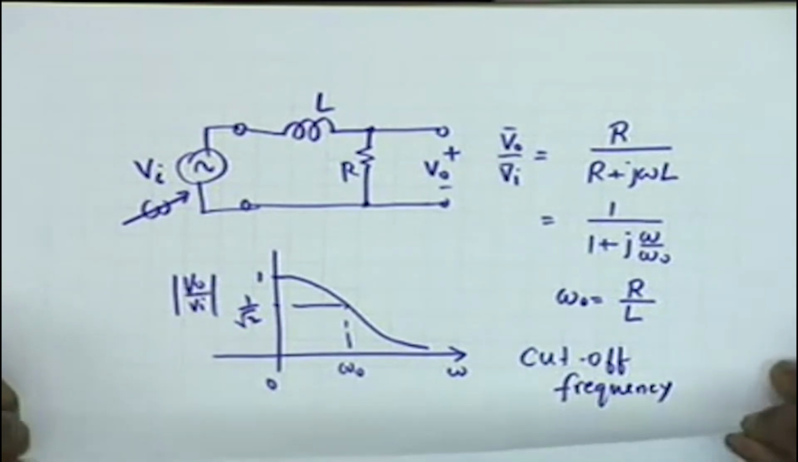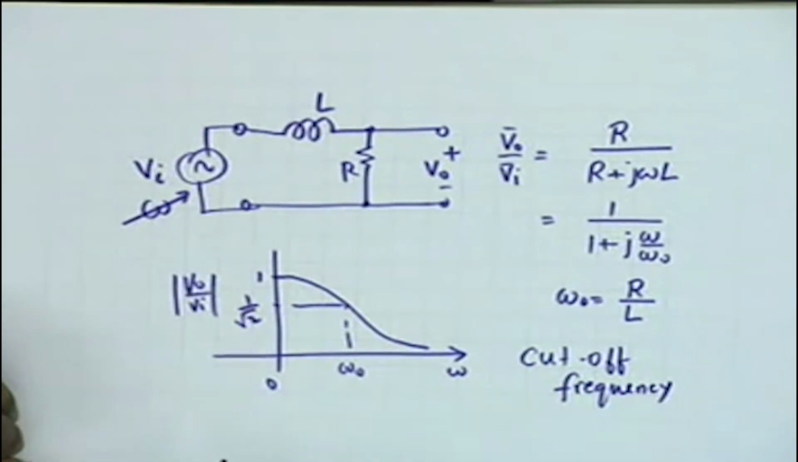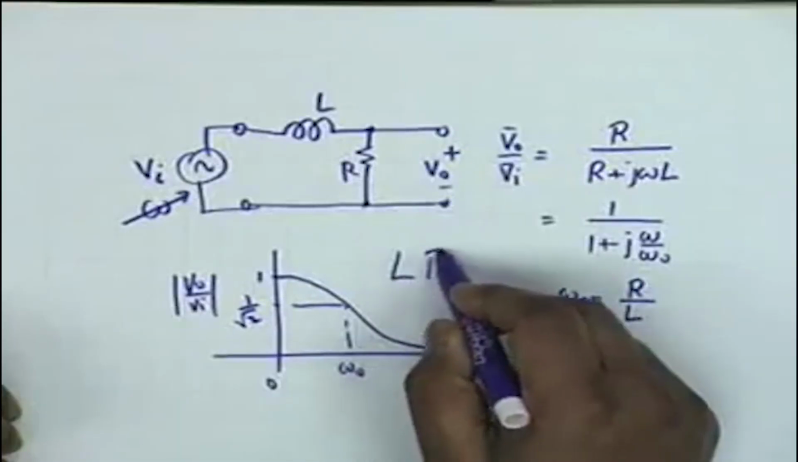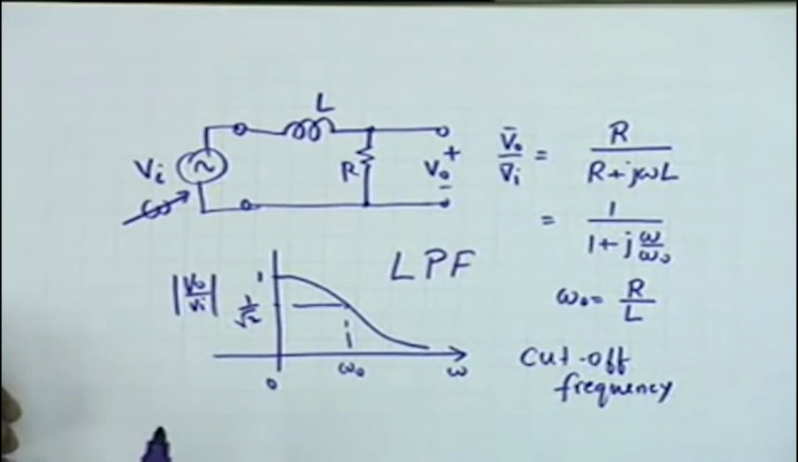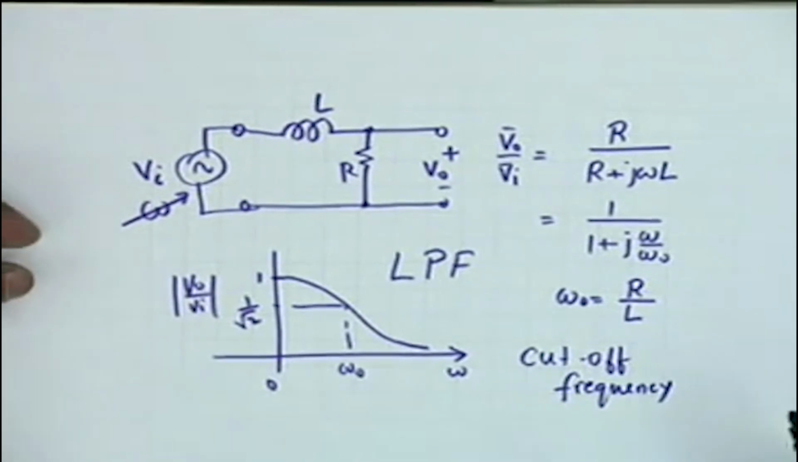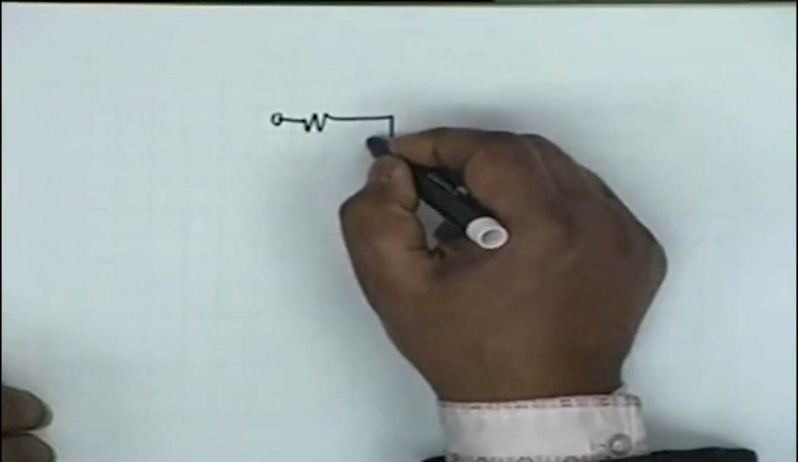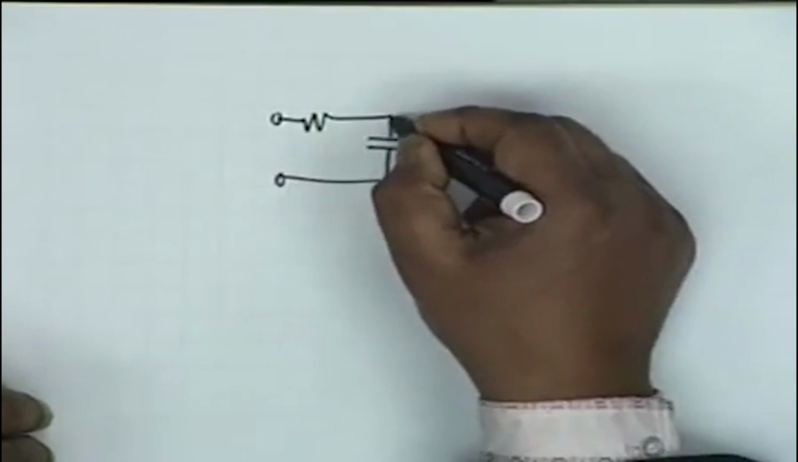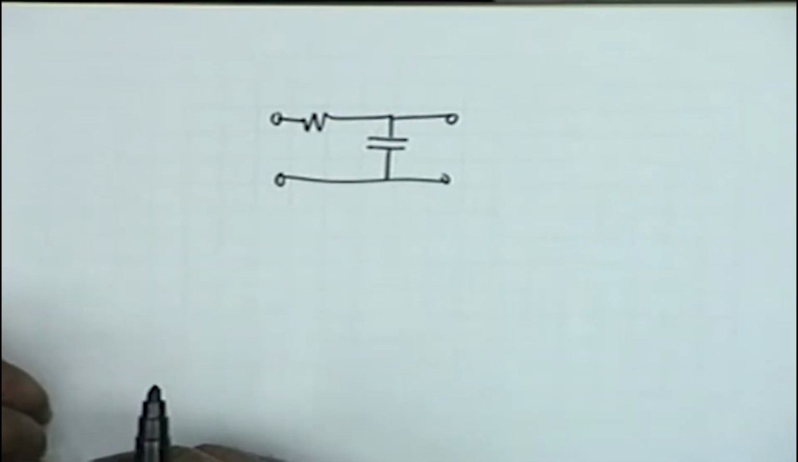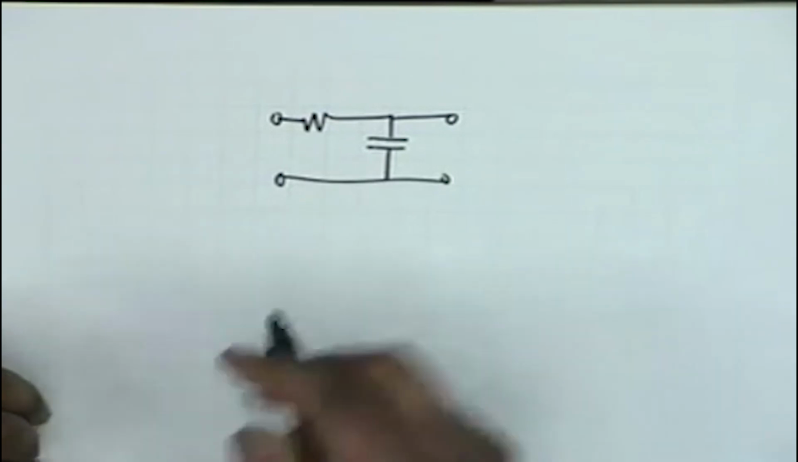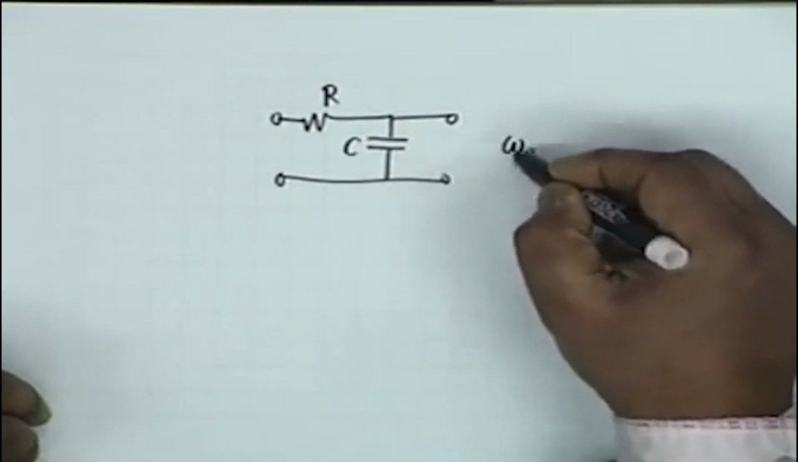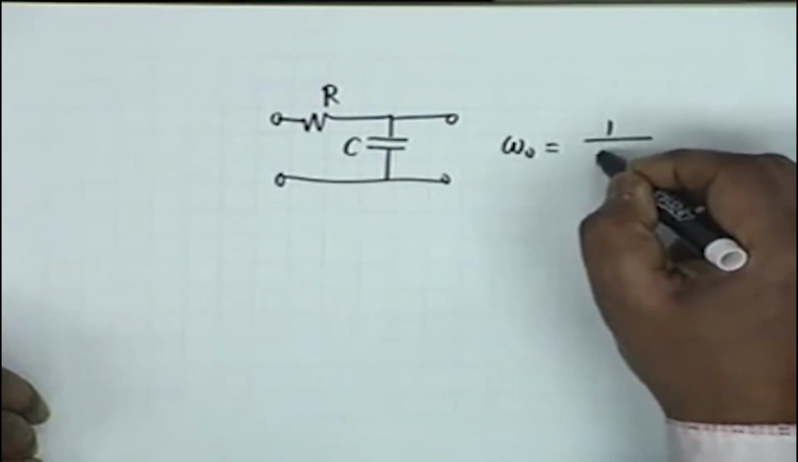I also mentioned that this is a filter because it discriminates against some frequencies and allows others to pass, and it is a low pass filter because it favors low frequencies. So it is called an LPF, low pass filter. Another possible candidate for low pass filtering is one in which there is a resistance in series and a capacitance in shunt. This is also a low pass filter of the same type of frequency response, except that omega 0 in this case is given by 1 over RC.